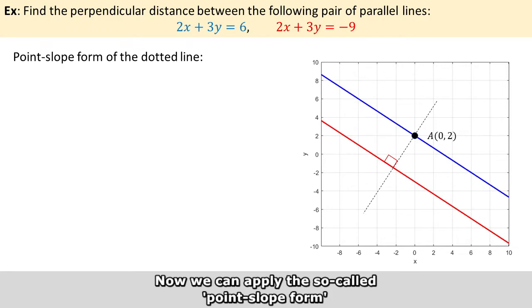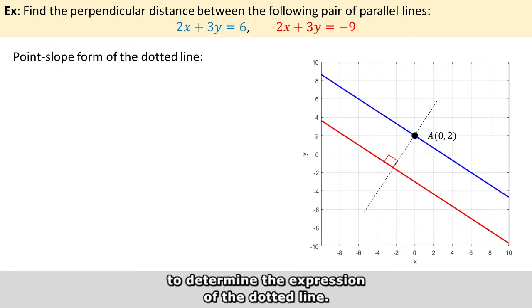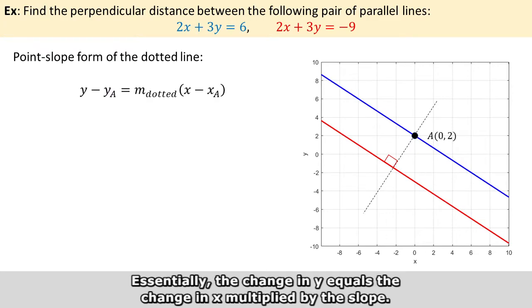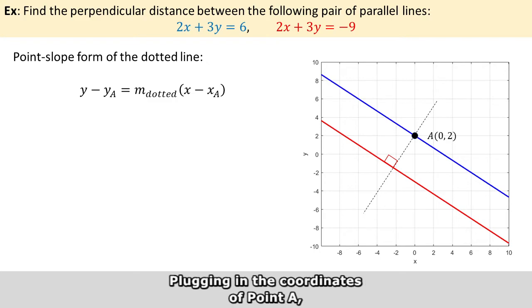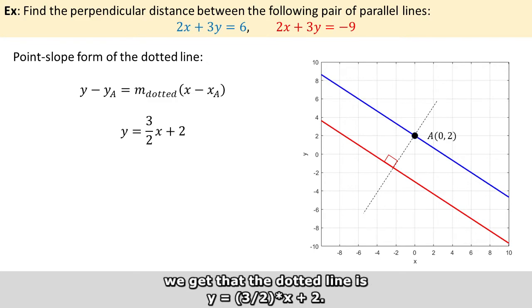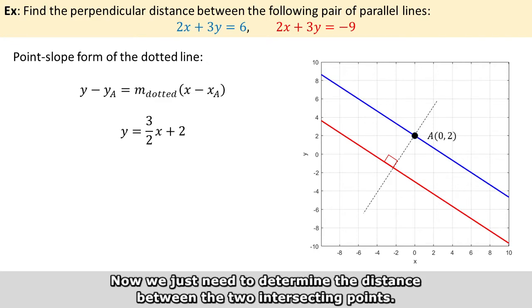And now we can apply the so-called point-slope form to determine the expression of the dotted line. Essentially, the change in y equals the change in x multiplied by the slope. Plugging in the coordinates of point A, we get that the dotted line is y equals 3 over 2 times x plus 2. Now we just need to determine the distance between the two intersecting points.